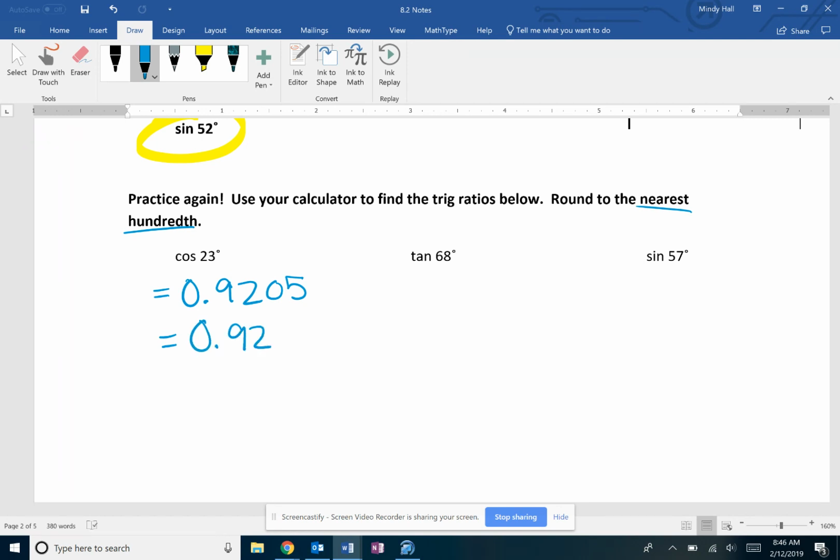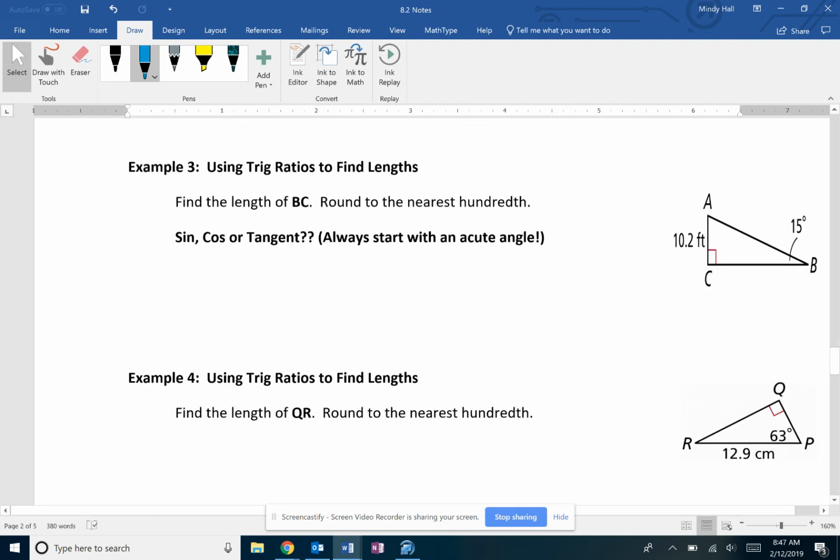Tangent of 68, when you put it into your calculator, you should get 2.475086, keeps going on and on and on. So then when you round, you'd get 2.48. And then for sine of 57, when you put it in, you should get 0.83867, and it keeps going. So then that would just become 0.84. Okay, so just double check, make sure your calculator is in degree. If you're not getting these numbers, then it's not in degree, and just bring it to me and I'll show you.